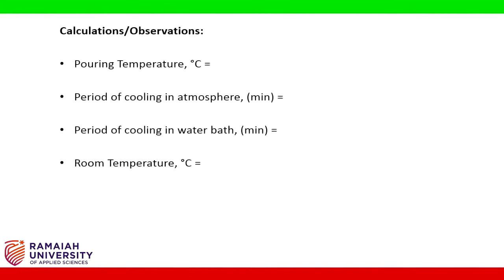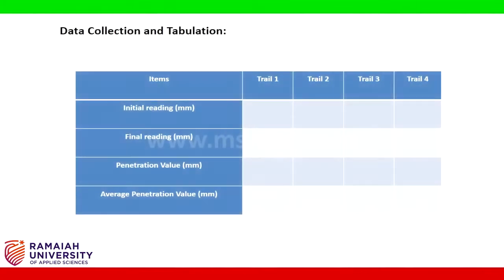Calculations and observations are made in terms of pouring temperature, period of cooling in atmosphere, period of cooling in water bath, and room temperature. Data collection and tabulation is as shown in the table.